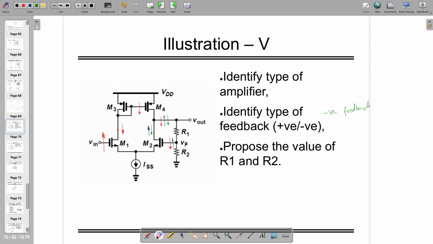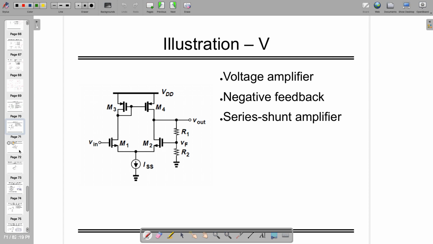Now if you want the current not to flow through the rest of the places, only through R1 and R2, you need to make sure that the values are designed accordingly for R1 and R2. So if you don't want the current flowing through this part, R1 and R2 have to be designed accordingly, right? So these are the things.